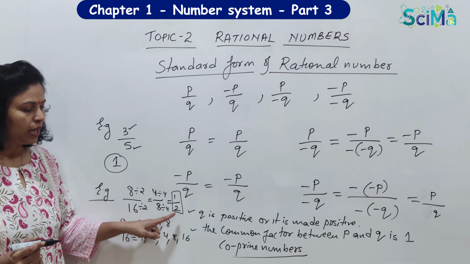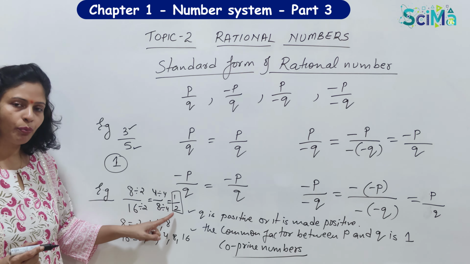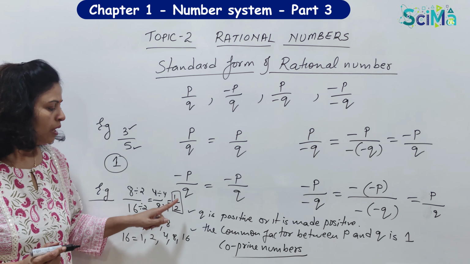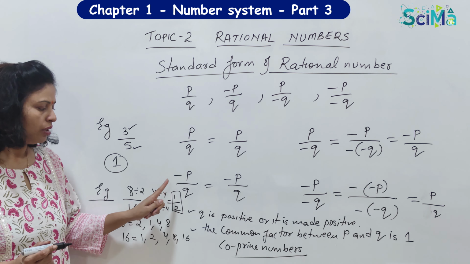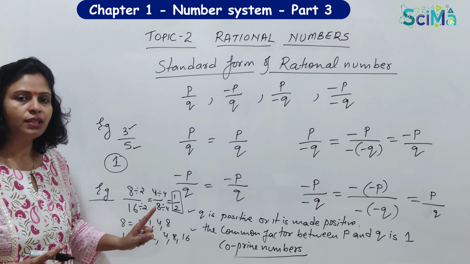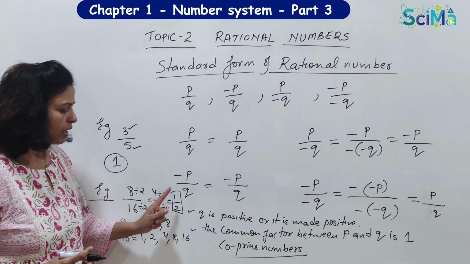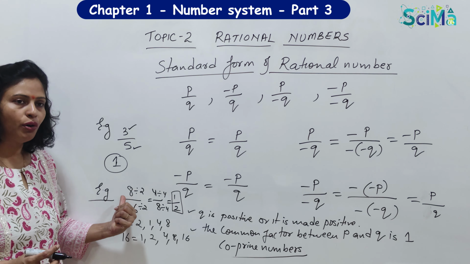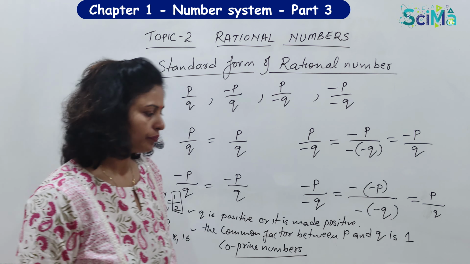Okay. And both are positive. Here both were positive, so there was no need to worry. But if you see between 1 and 2, the common factor between 1 and 2 is only 1. So 1 and 2 becomes the standard form of 8 by 16.